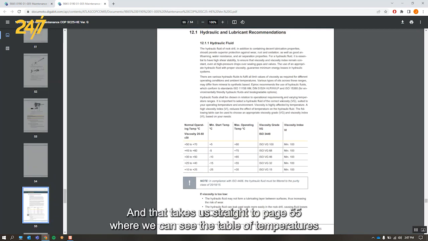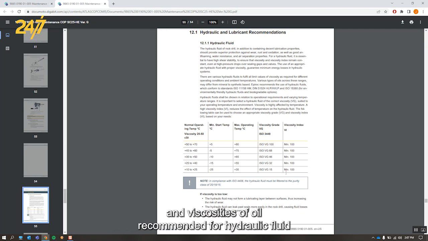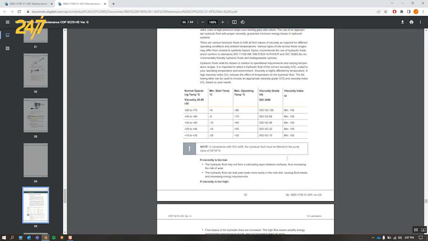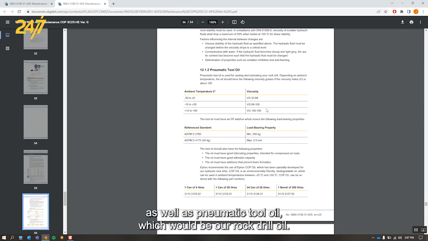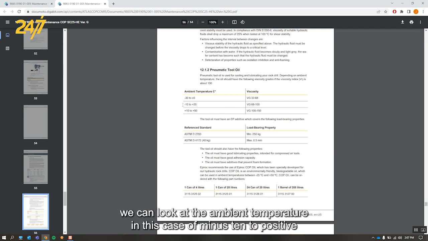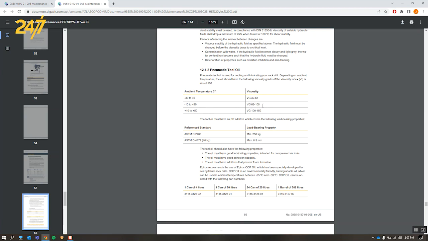And that takes us straight to page 55, where we can see the table of temperatures and viscosities of oil recommended for a hydraulic fluid, as well as pneumatic tool oil, which would be our rock drill oil. We can look at the ambient temperature. In this case of -10 to +20 degrees would give us an oil viscosity of 68 to 100 ISO. And as we get into higher temperatures, we go to a thicker oil, and lower temperatures to a thinner oil.